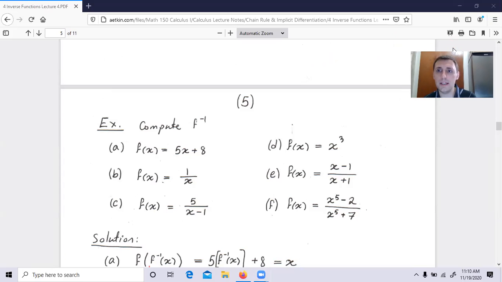All right, guys, what's the idea of the inverse? Very simple idea.